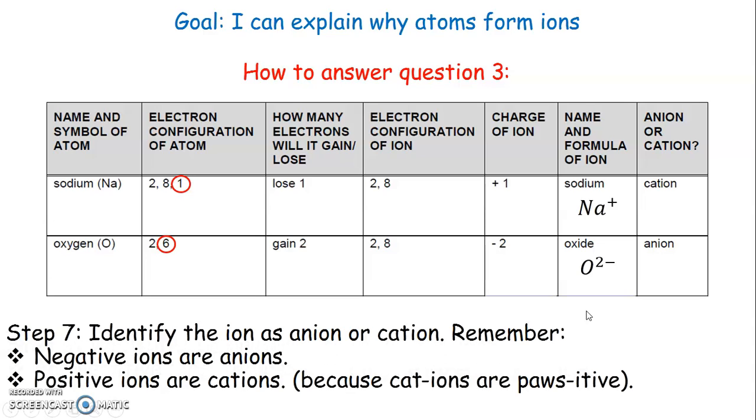And then the last step here is to identify whether the ion is an anion or a cation. Remember that negative ions are anions and positive ions are cations. And remember we make that joke that cations are positive, right? Cats, they have paws.